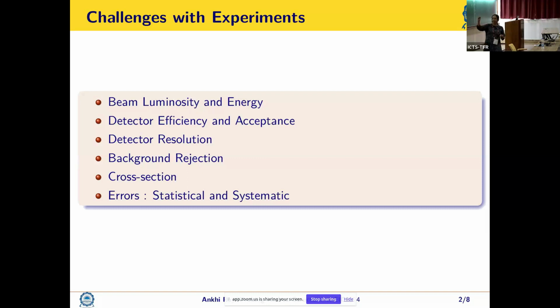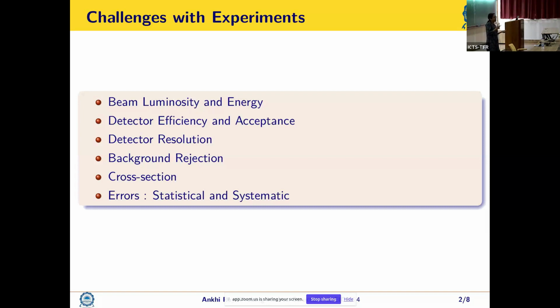But the way experimentalists calculate the cross section, it's not like that. So you need to understand that here. Also, any measurement we do will come along with errors. Any measurement will mainly have two errors.